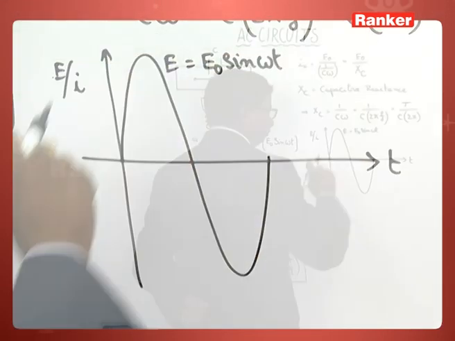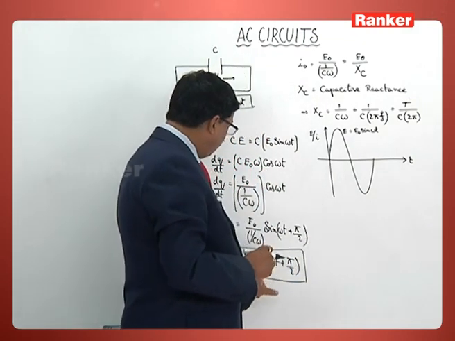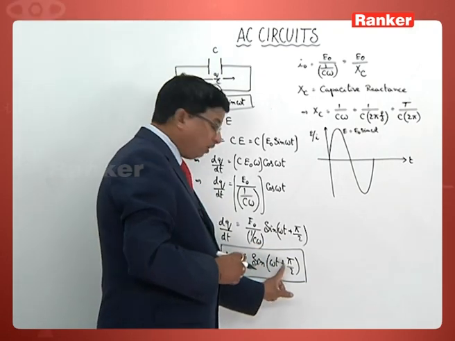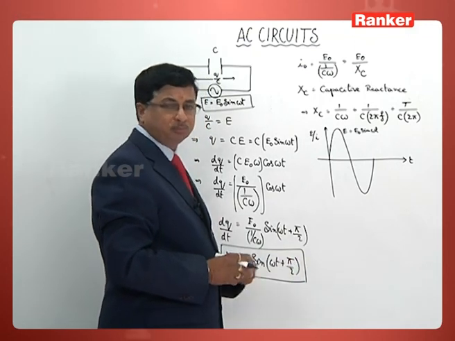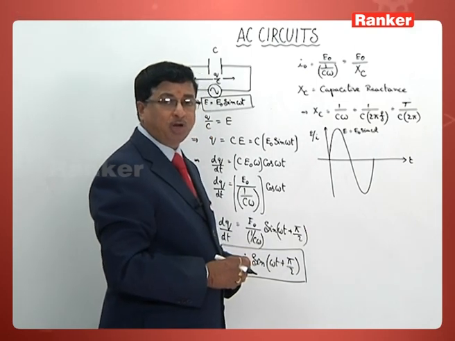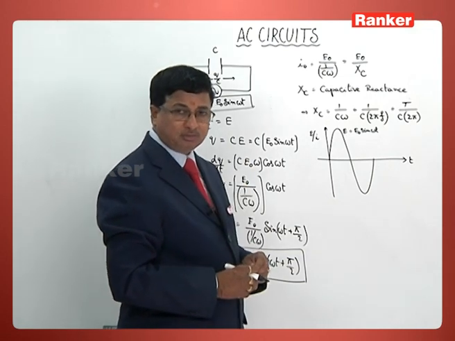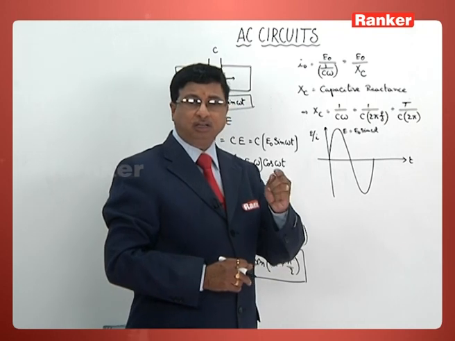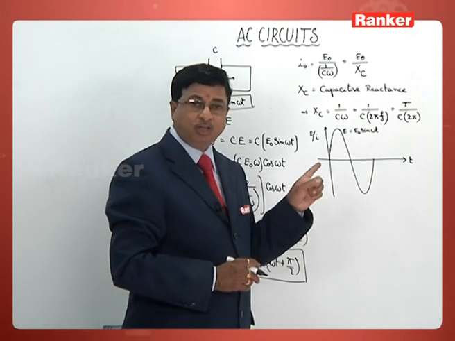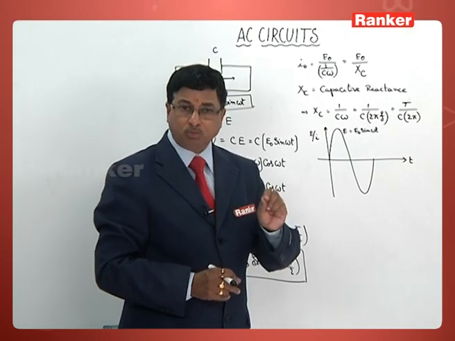This is the curve. It is a sinusoidal wave, no doubt. The second one also is in fact sinusoidal only, but there is a phase difference of pi by 2. It is leading the EMF by pi by 2, not lagging. In the case of inductance circuit of AC, current is lagging behind EMF by pi by 2. But whereas in the case of capacitor circuit, current leads the EMF by pi by 2 radian.